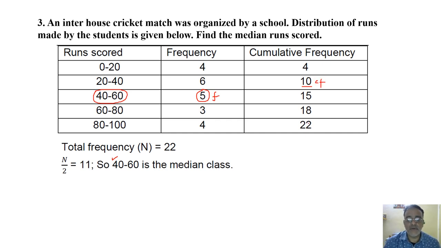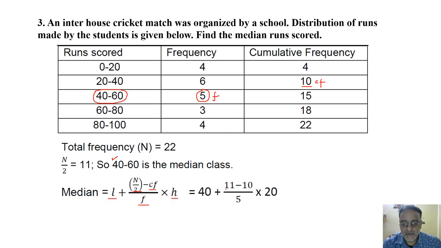So we'll write the formula, then substitute all the values. N by 2 is 11, so 11 minus 10 by 5 into 20, and this is 40, right? So 11 minus 10 is 1, so 1 by 5 into 20 मिलेगा यहाँ पर. So 20, we can divide it by 5. So the final answer is 44 runs. Any doubt in this question?